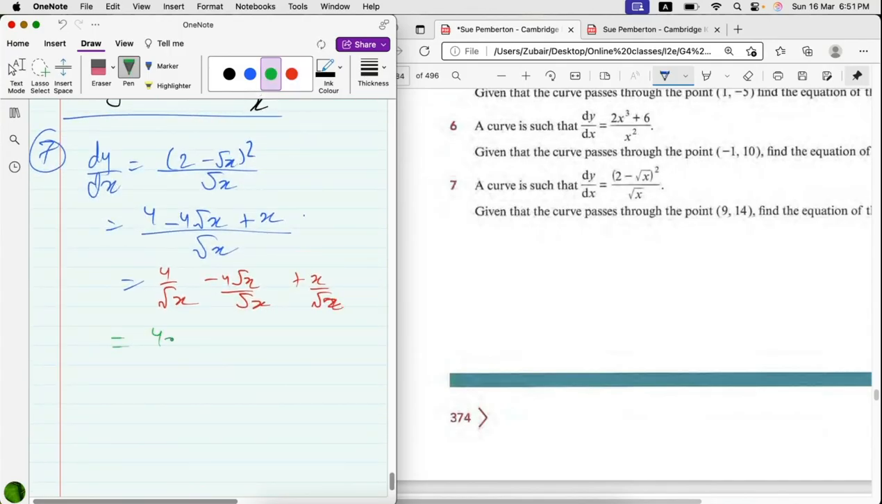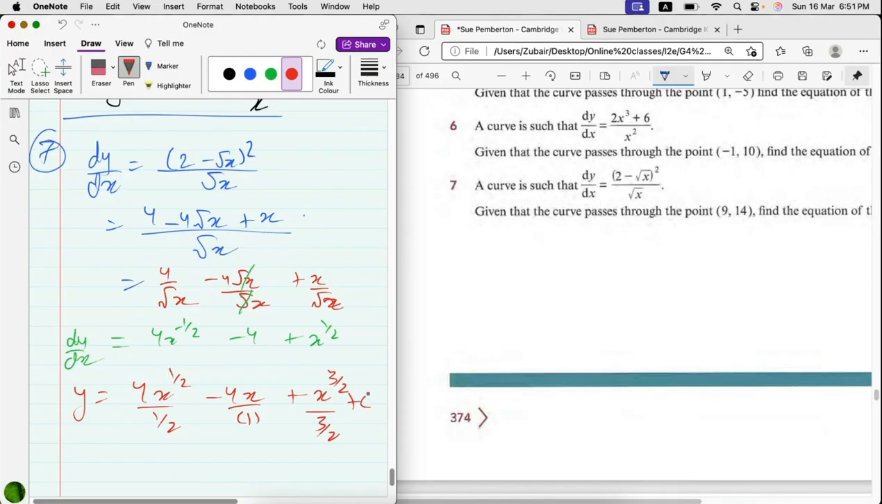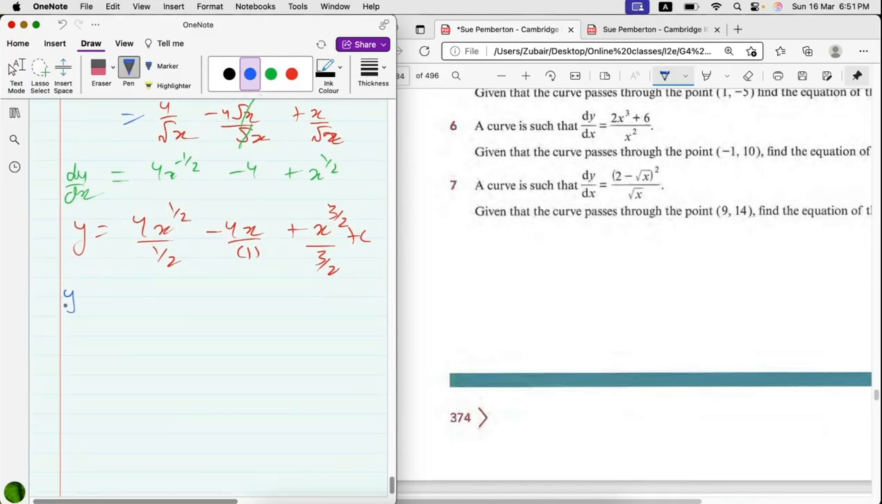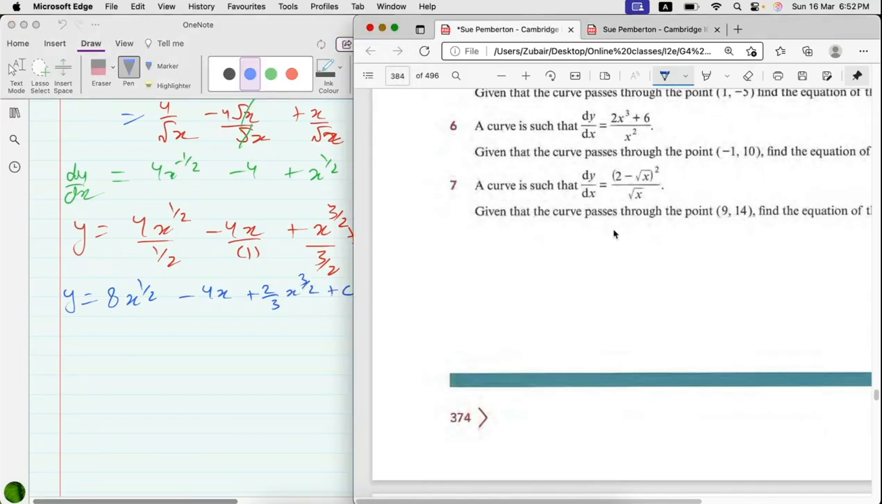And still simplifying, 4x to the power minus 1 by 2. This just cancels out, minus 4, and that's x to the power 1 by 2. This is dy by dx. Now that's the simplified form, and we go for integration. 4x power plus 1 over power minus 4x over 1 plus x 3 by 2 over 3 by 2 plus c. So this is y is equals to 8x 1 by 2 minus 4x plus 2 by 3 x 3 by 2 plus c. And this was question 7, x 9, y 14.